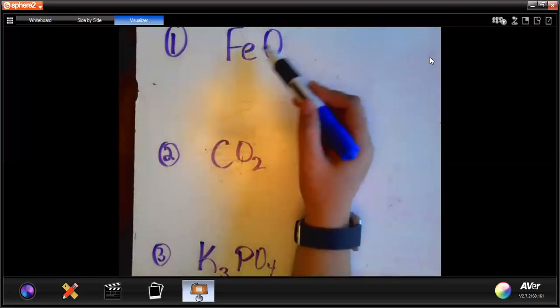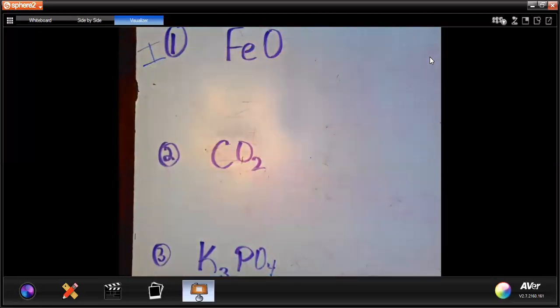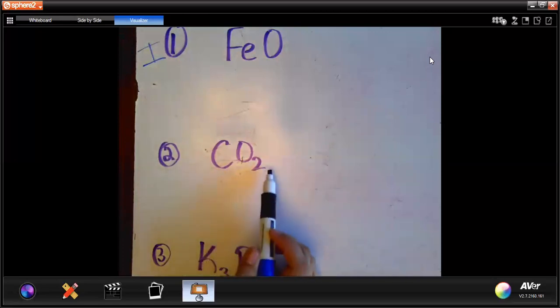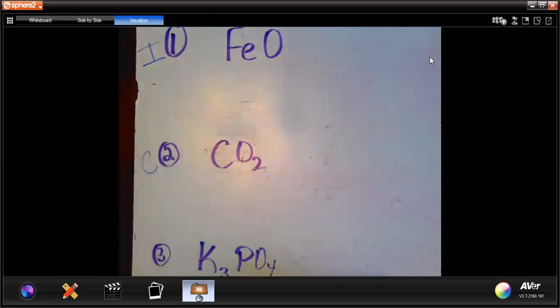Since we have a metal and a non-metal, that makes it ionic. So I'm going to put an I next to it. And then here we have carbon and oxygen. That makes it covalent because they're both non-metals. So I'll put a C next to that one. Then we have potassium and phosphorus and oxygen. So we have a metal and some non-metals. So again, that makes this ionic.